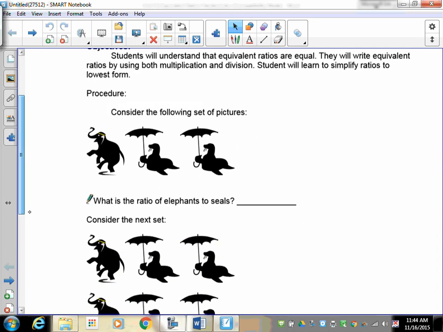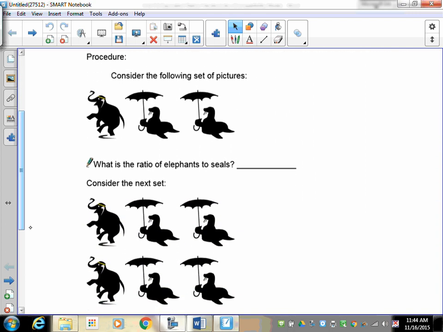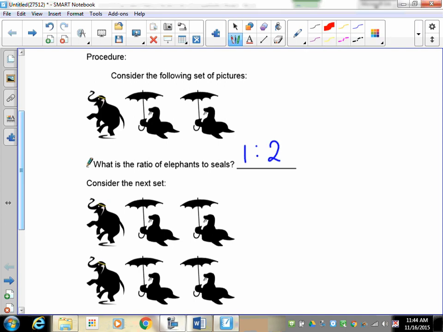So let's start with something simple. Even though the lesson is long, it's a lot of pictures, so it should go fairly quickly. Consider the following sets of pictures. What is the ratio of elephants to seals? Well, you should be able to look at this and very quickly see there's basically one elephant to 2 seals.